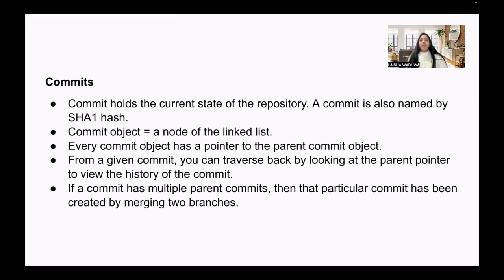Now, when you do a commit, that means what is the current status of your repository? It's again an SHA-1 hash. I will show you what this SHA-1 hash looks like. But for you to understand it in simple terms, a commit, again, which is an object, is nothing but think of it as a node of a linked list. Every commit that you do has a pointer to the parent commit object.